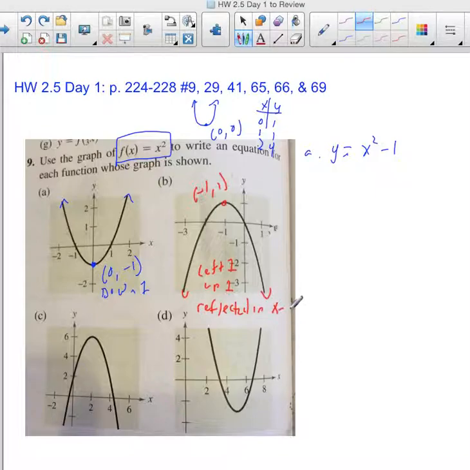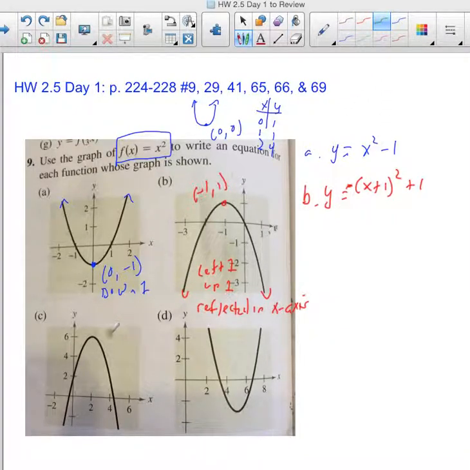in the x-axis. So to write the equation for this graph, I'm going to write y equals, to shift a graph left 1, I replace x with x plus 1. To shift it up 1, I add 1 to the function. And to reflect it in the x-axis, I put a negative in front of where my parent function was. That changes really the sign of y to negative y, reflecting it in the x-axis.